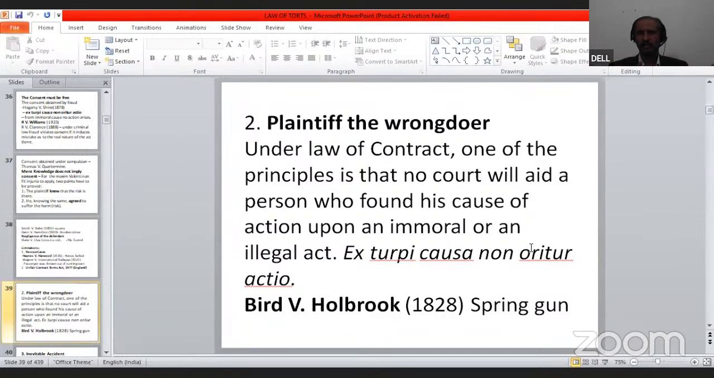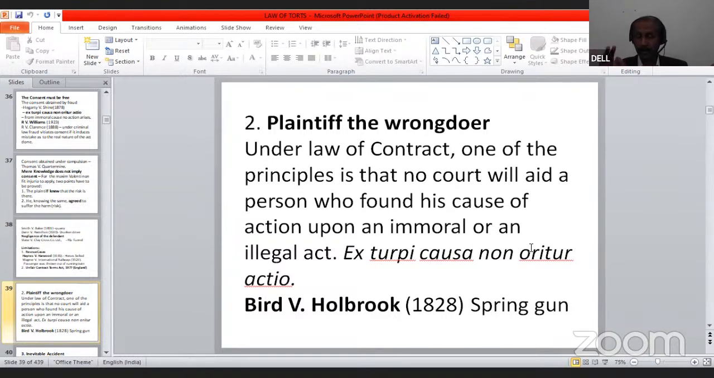This is the bird name of the person who enters, because there is no board. He is not aware of the spring gun. He has entered the land and suffered injuries from the spring gun which fired at him. But he filed a case against the owner for negligence.